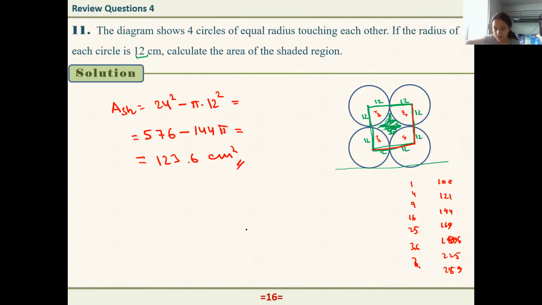Okay, Shahina. Wait, I have a question. How did you get the 123.6 centimeters? No, just in a calculator, here we have 576 minus 144 times pi. And this pi is approximately 3.142, right? Oh yeah, I get it.